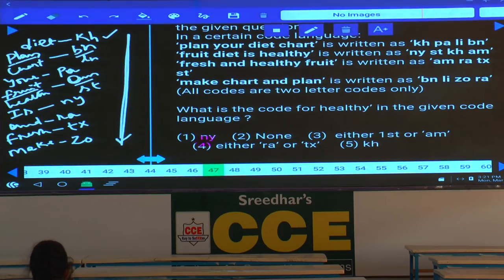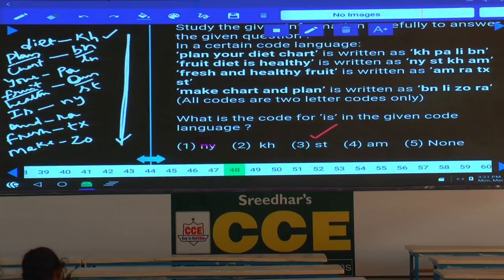Then next one, 47. Now in this 47, what is the code for healthy in the given code language? Yes, tell me what is the code to the word healthy? Either AM or ST. Either AM or ST, that is given in choice 3. And 48, what is the code for the word is? Yes, the code to the word is NY, choice 1 is the answer. Now this is about question numbers 44 to 48, and these 5 are based on coding and decoding. Done with these 5? Then let us start with question numbers 49 to 53.